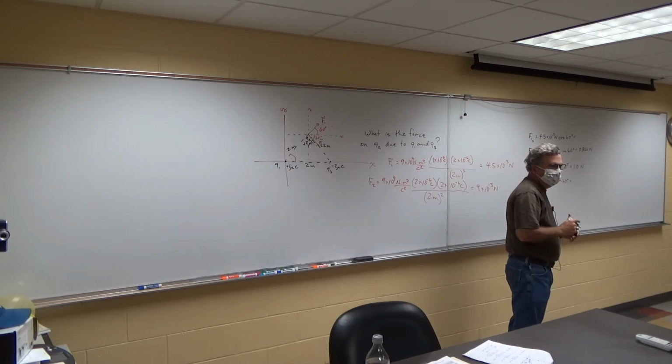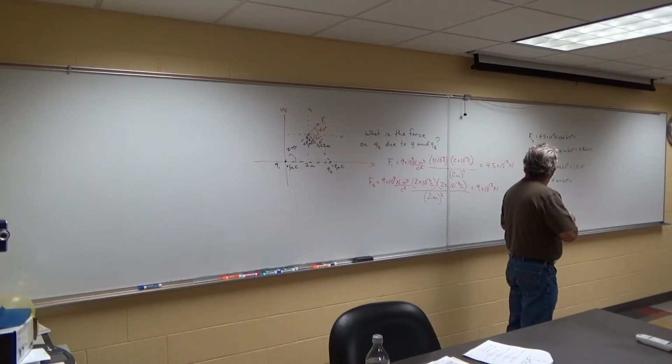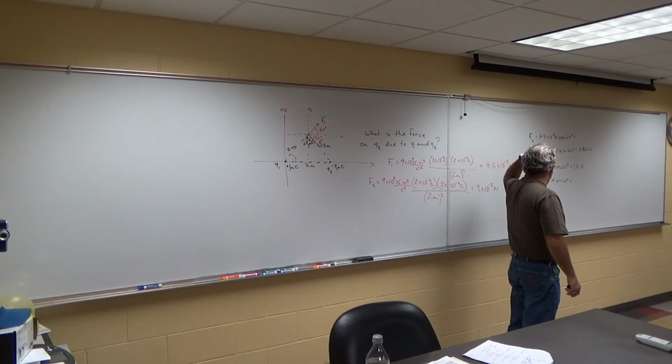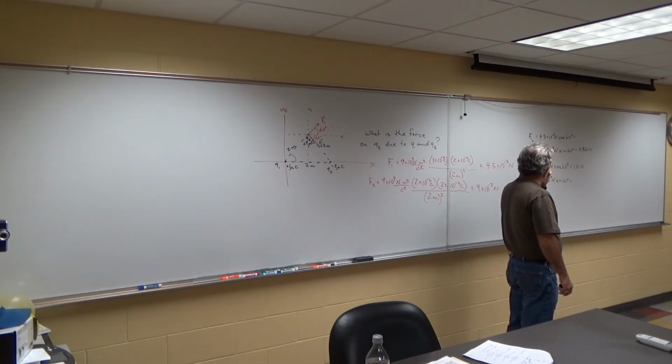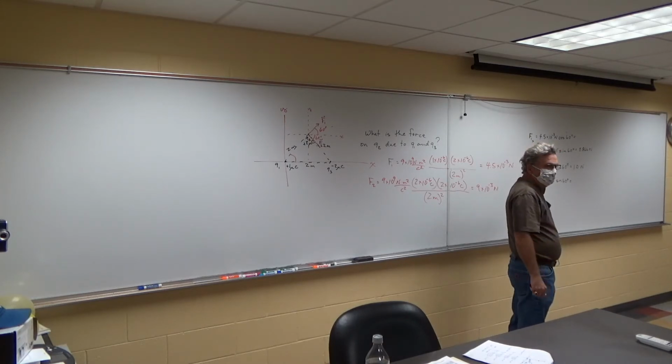Can somebody else calculate this? Somebody else do it. Cosine 60 is a half, right? So this should be like 2.25 times 10 to the negative 3. Yeah.